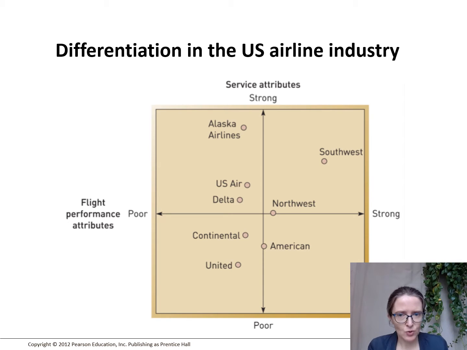If we compare that to an organisation such as US Air or Delta, we can see that they may be quite strong in the area of service attributes, but are not so strong in the area of flight performance attributes. And then compare that to an airline such as United, which I think was in the press just a couple of years ago for very poor customer service. We can see here that its service attributes are poor, and also its flight performance attributes are poor. So basically we can plot, in this case, different airlines along the two axes of either service attributes or flight performance attributes.